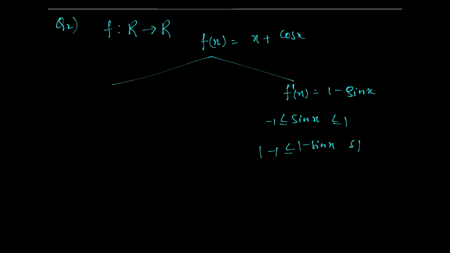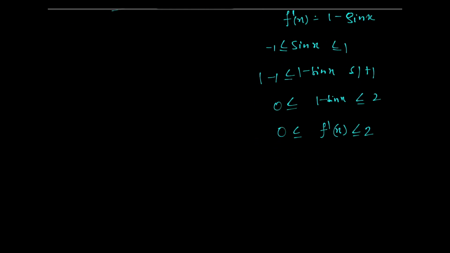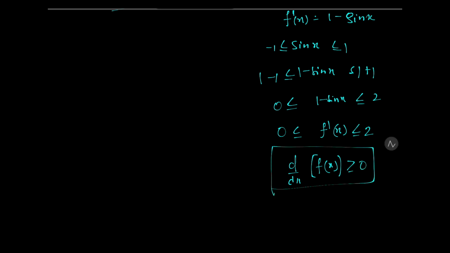Let me add 1 on all sides. Then I can write this: 1 minus sine x value is greater than or equal to 0 and less than or equal to 2 on the right hand side. 1 minus sine x is nothing but my f dash of x value. In the sense, f dash of x is either equal to 0 or greater than 0. Means I can write d by dx of f of x is greater than or equal to 0. Means the function f of x is monotonically increasing. Then f is said to be a 1-1 function.